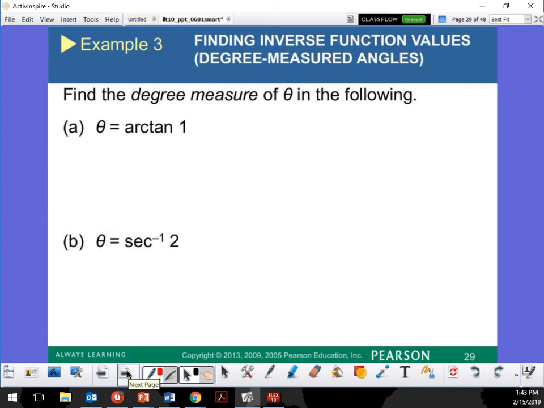Okay, let's see if we can find this out. Find the degree measure. Okay, what is the range for arctan? Where does it start? Negative pi over 2 to positive pi over 2. So what quadrants is that? 1 and 4, right? But you have to go backwards for that one.